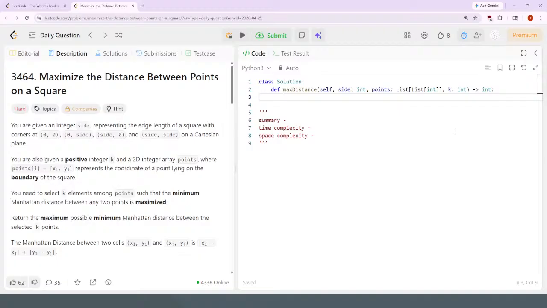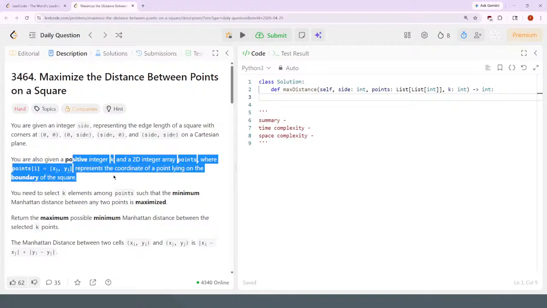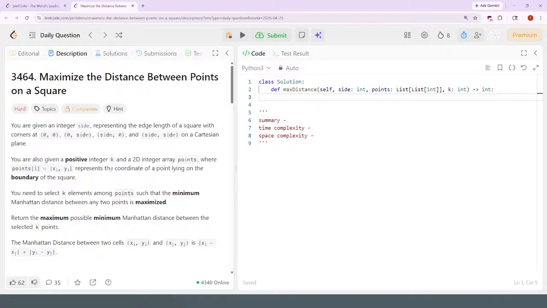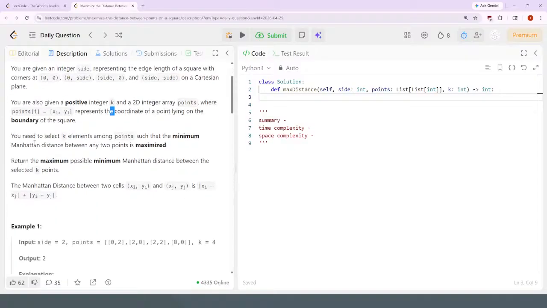Given an integer side representing the edge length of a square with corners at (0, 0), (0, side), (side, 0), and (side, side) on the Cartesian plane. We're also given a positive integer k and 2D integer points, where points[i] = (x, y) represents the coordinates of a point lying on the boundary of the square. Okay, sure. You select k elements among points such that the minimum Manhattan distance between any two points is maximized.